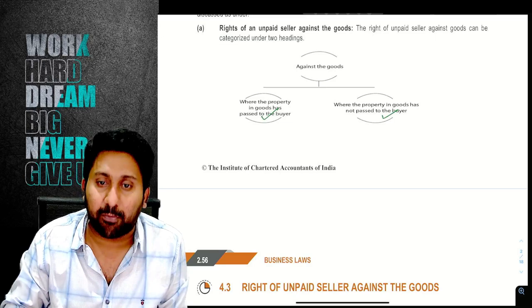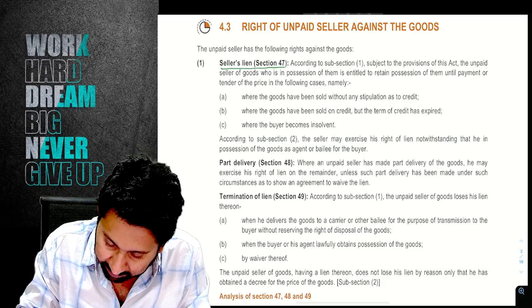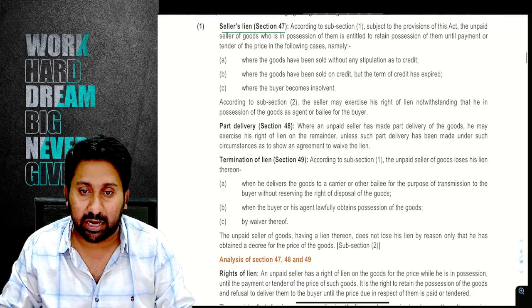Okay. Now, the unpaid seller has the following rights. First one, what is the power? Lien. Here we have written lien. We are now going to analyze that more clearly.